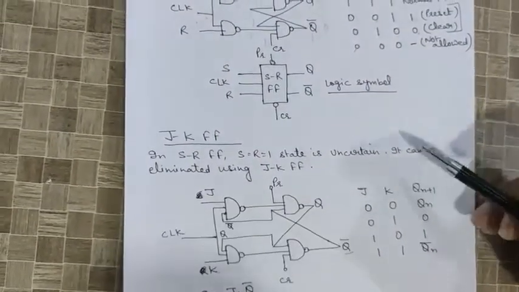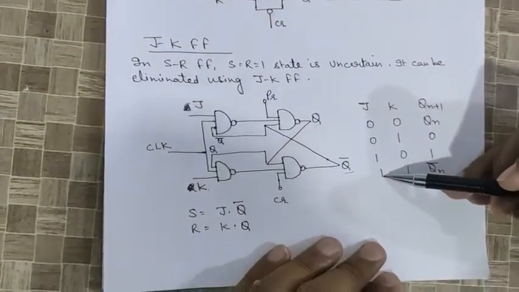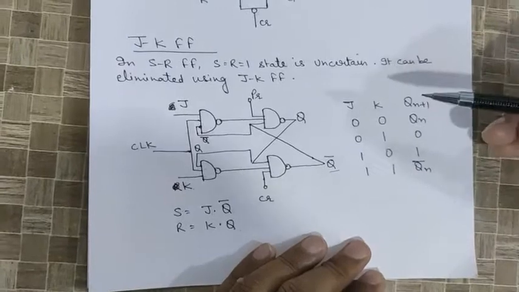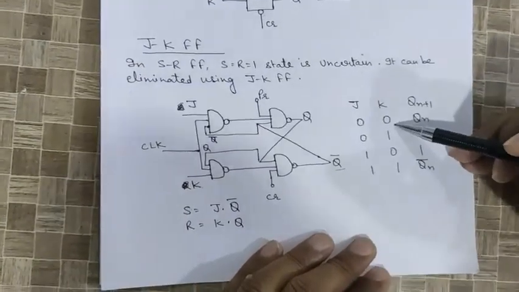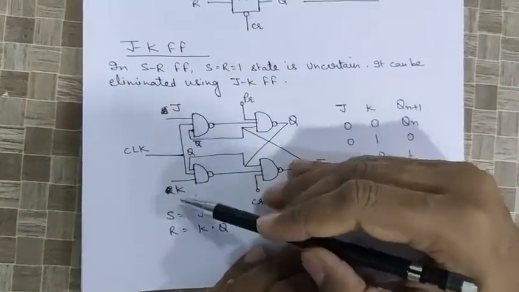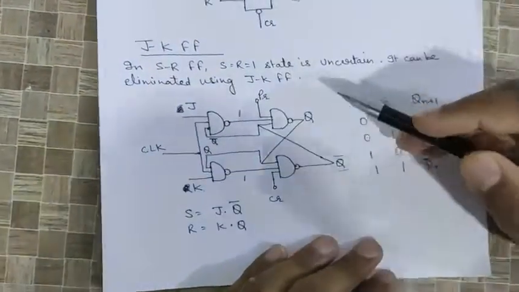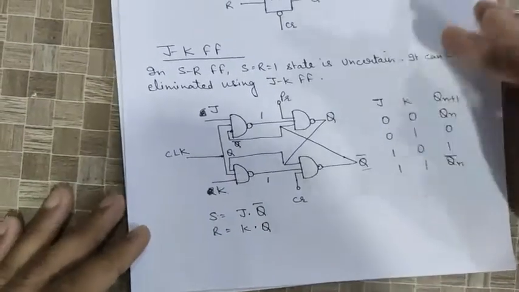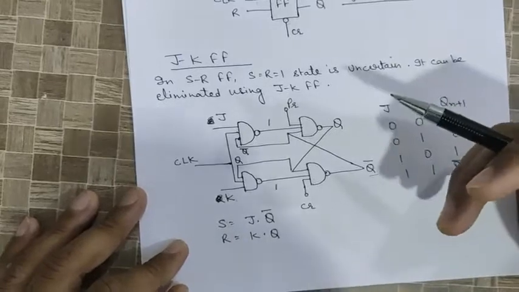We have 4 possible cases for J and K. In all the 4 possible cases, I have taken the clock to be equal to 1, so that the output will depend on the second input. So the first case is J equal to 0 and K equal to 0. Now if both the inputs are 0, the output of both will be 1. As I have told you earlier also, if one of the inputs to the NAND gates is 1, it will depend on the second input.